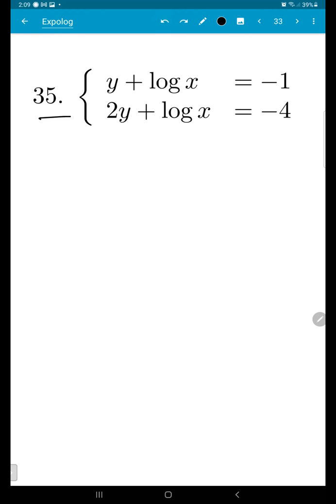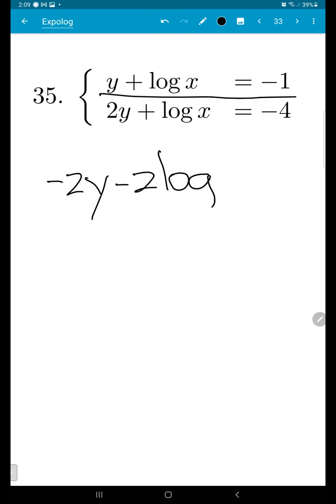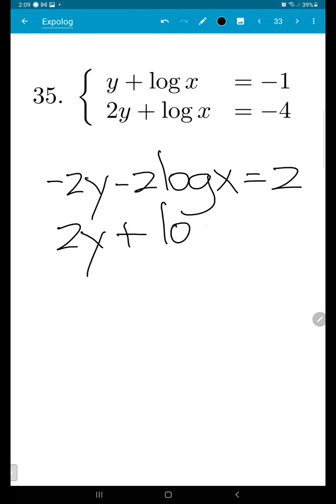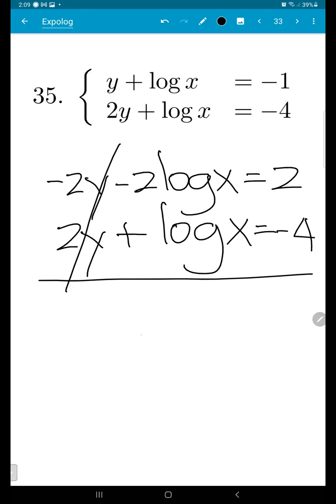But, okay, to see again the technique of converting to exponential, let's eliminate y. So we multiply the first equation by negative 2, and then we add that to the second, thus eliminating y. And what is -2 log x plus log x?